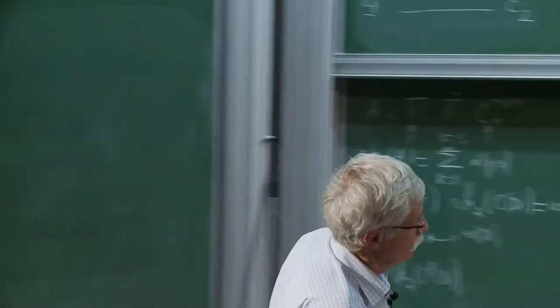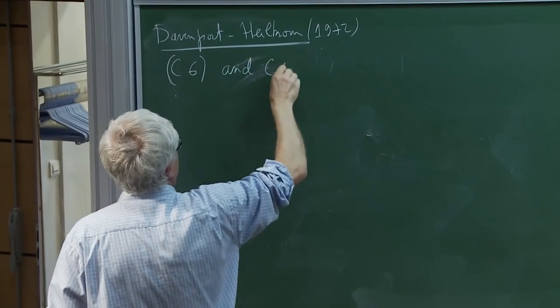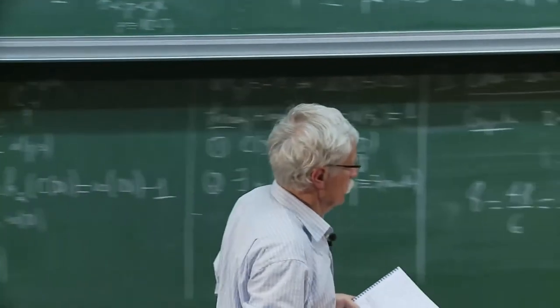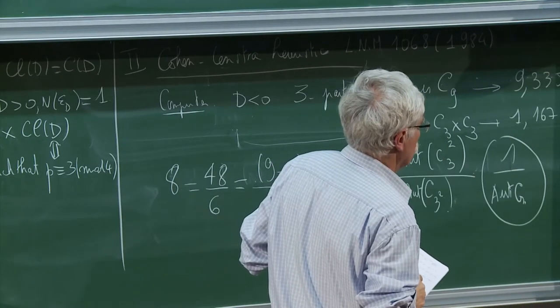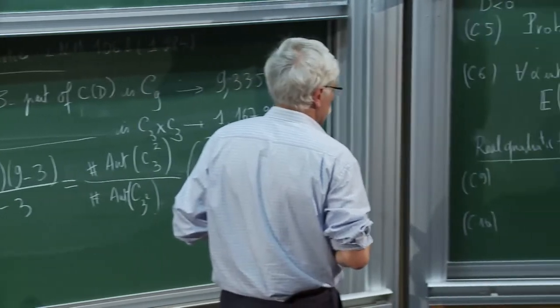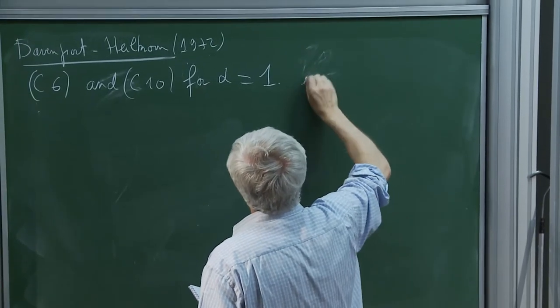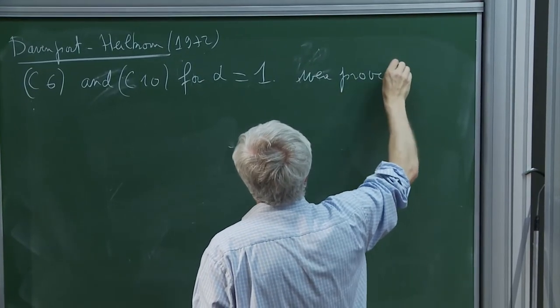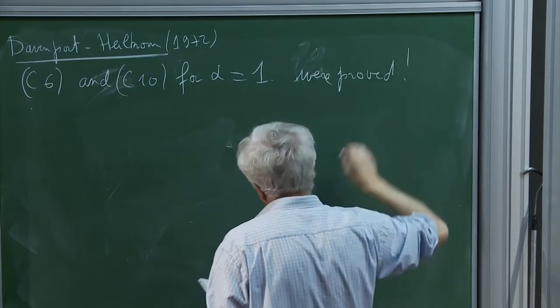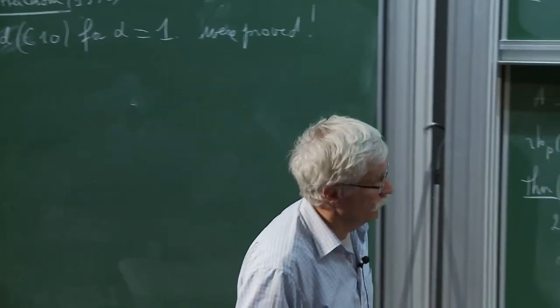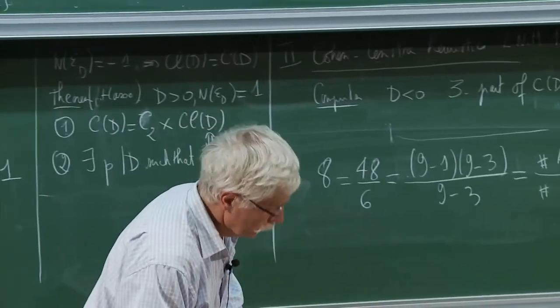Wait, I no longer remember which number it is. C6 and C10, yes, C6 and C10. For, I think, is it alpha equals 1 or alpha equals 2? Alpha equals 0... yes, alpha equals 1. Okay, it was only proved for that. It has not changed much, I would say, but we have extensions which confirm the intuition of Cohen and Lenstra.